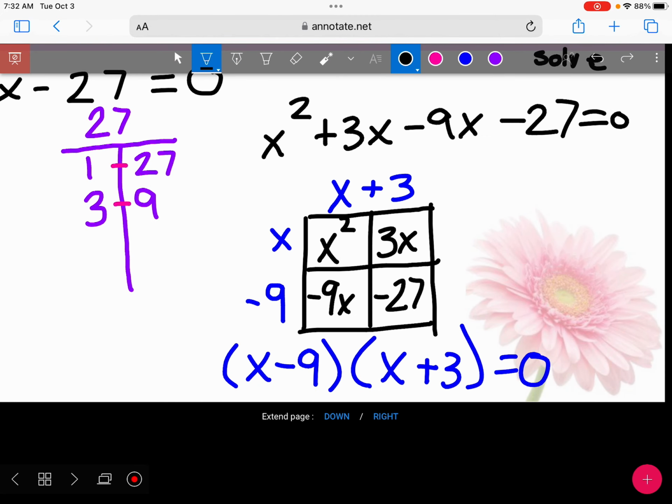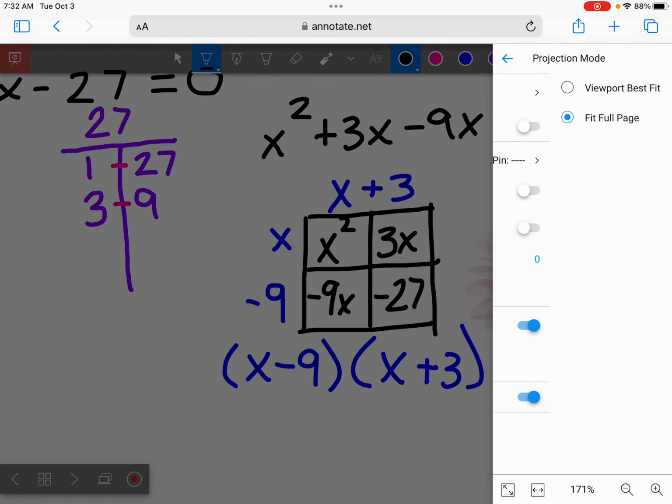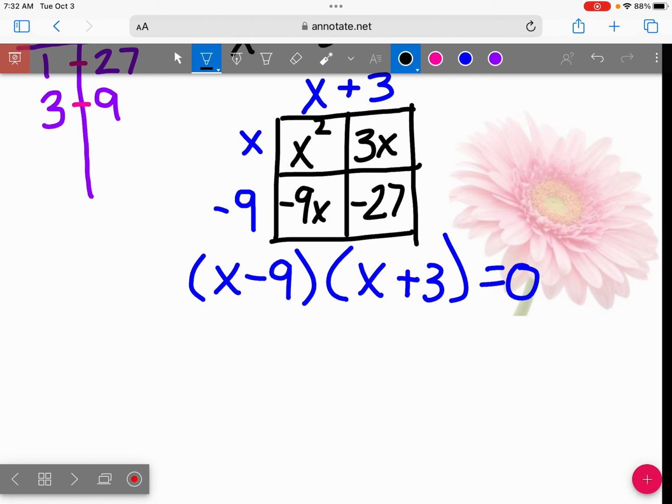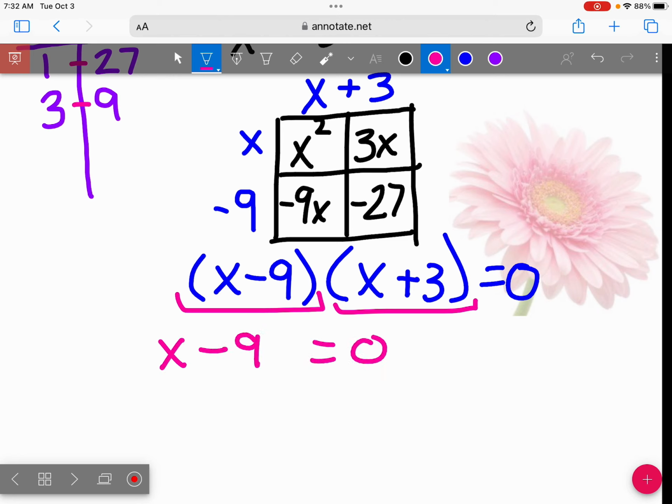All right, so then we've got to find our solutions. I'm going to give us a little bit more space at the bottom, which means I got to change my view. So our solutions are when each of these pieces equals 0. So we want to know when does x minus 9 equal 0, and we want to know when x plus 3 equals 0. That's how we use factoring to find our solution.